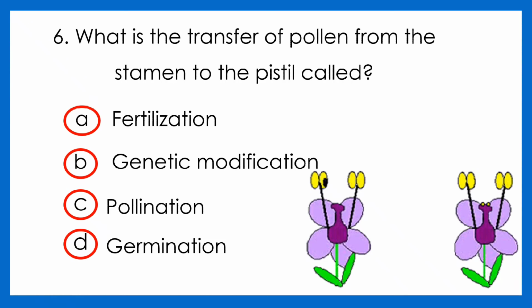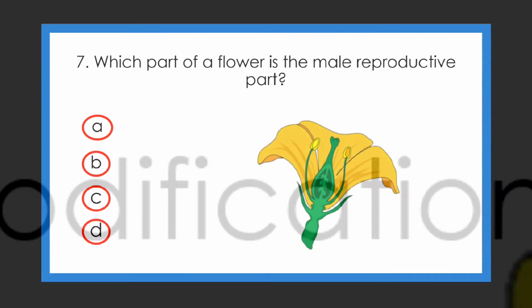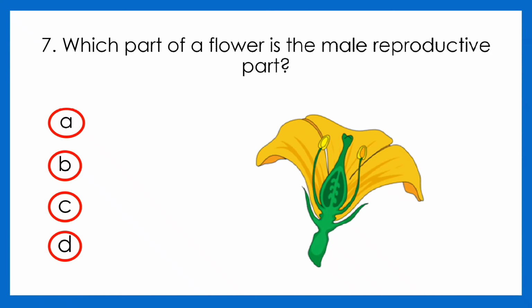And let's move on to number 7. Which part of the flower is the male reproductive part? Okay, this one. What do you call this one? This part. So is it the petal? Petal. Letter B, sepal.